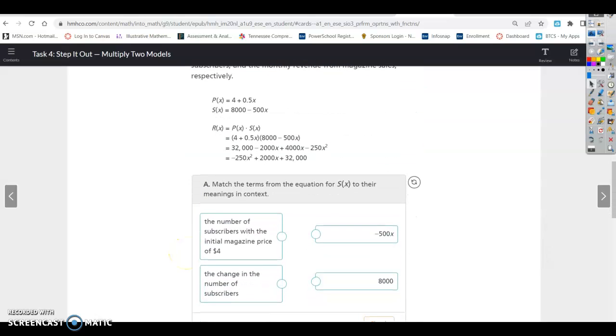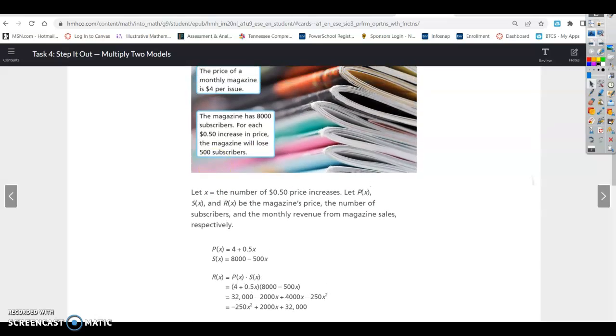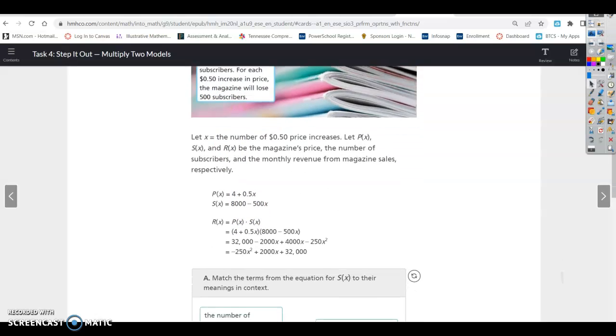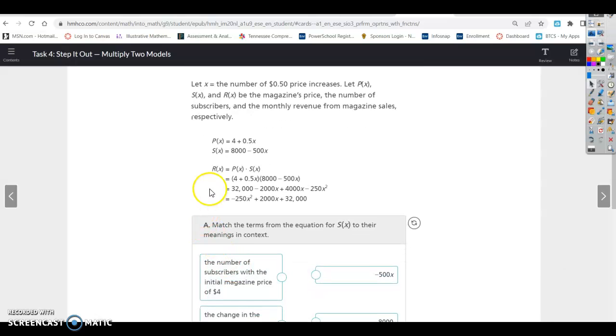All right, so P of x equals, this is the price. So the price is going to equal $4 plus a 50-cent increase for each increase, and the number of increases is x. S of x is the number of subscribers, so the subscribers is going to be 8,000 minus 500 times x. Remember, when there's a price increase, 500 people decide they're not going to purchase the magazine anymore.